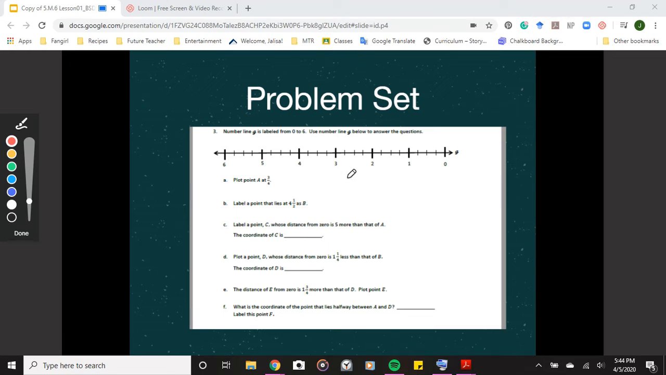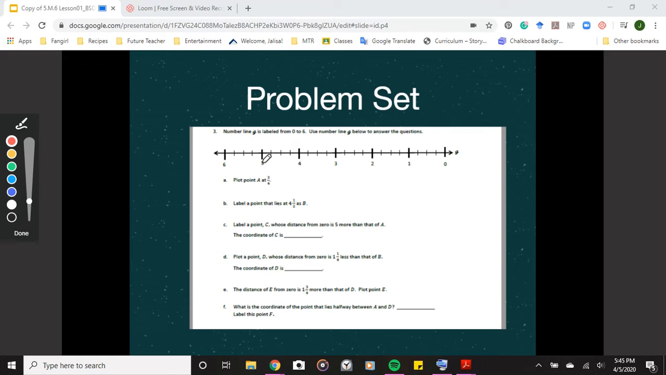Okay? So let's look at A. It says plot point A at 3/4. Does it have a whole number in front of it? It does not. So I'm going to look to where 3/4 would be.